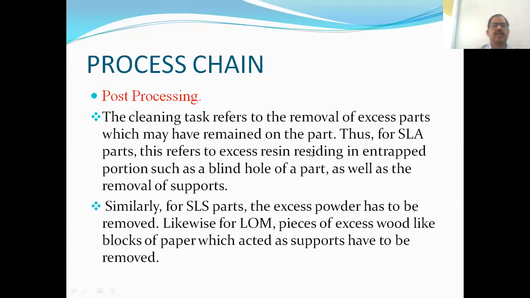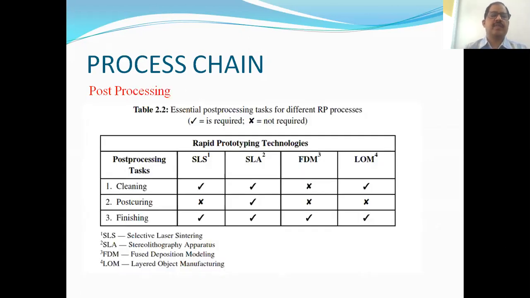Now coming to the post processing, the cleaning task refers to the removal of the excess part which may have remained on the part. Thus, for an SLA part, this refers to the excess resin and interrupted portions such as the blind holes of the part, as well as the removal of support. Similarly, for an SLS part, the excess powder has to be removed. Likewise, for LOM, pieces of excess wood like blocks of paper which acted as a support have to be removed. Now these are the post processing requirements: cleaning, post curing and finishing.